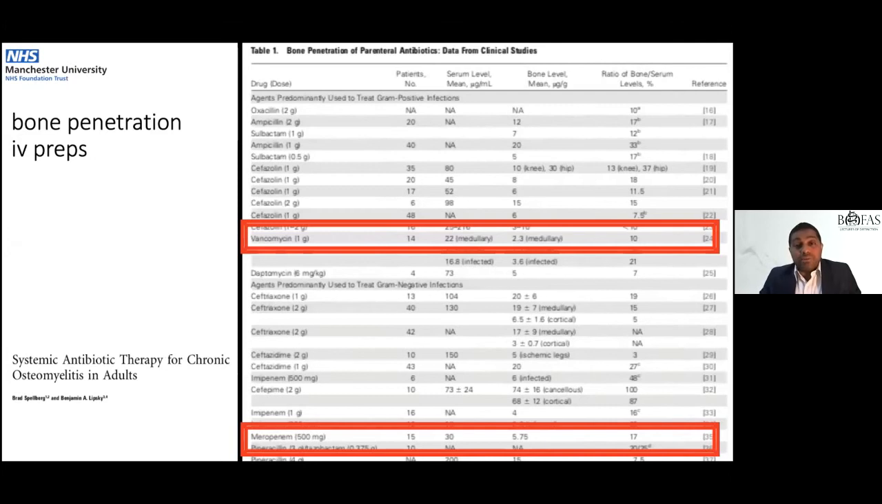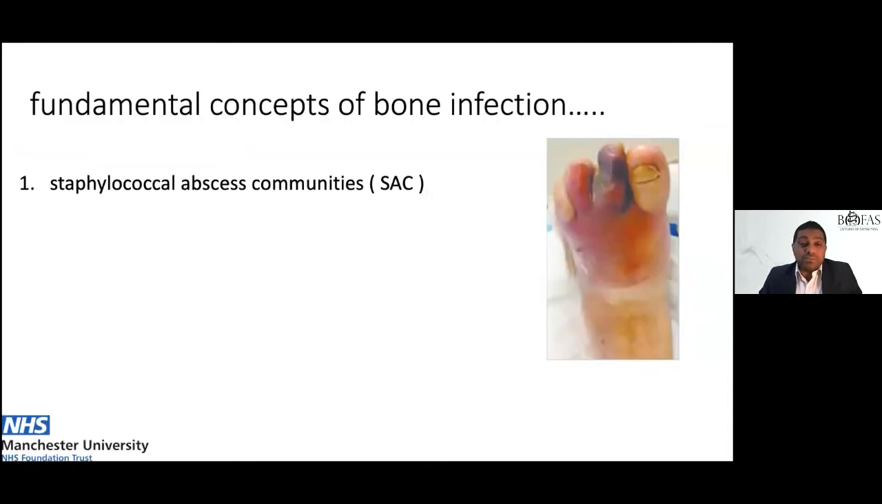Vancomycin is an excellent antibiotic. We use it quite commonly in my hospital. You can see that only about 10% of the antibiotic you give the patient, the vancomycin you give the patient, actually gets to bone. So that means that it does not work very well if there's bone infection.